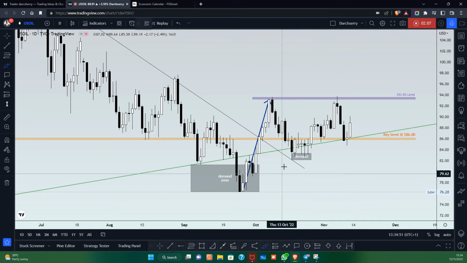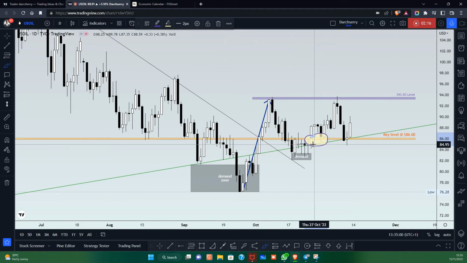This is exactly what happened in the month of October. We saw the retest of structure followed by a consolidation phase, which led into the breakout retest of the $86 level to signal the bullish momentum.